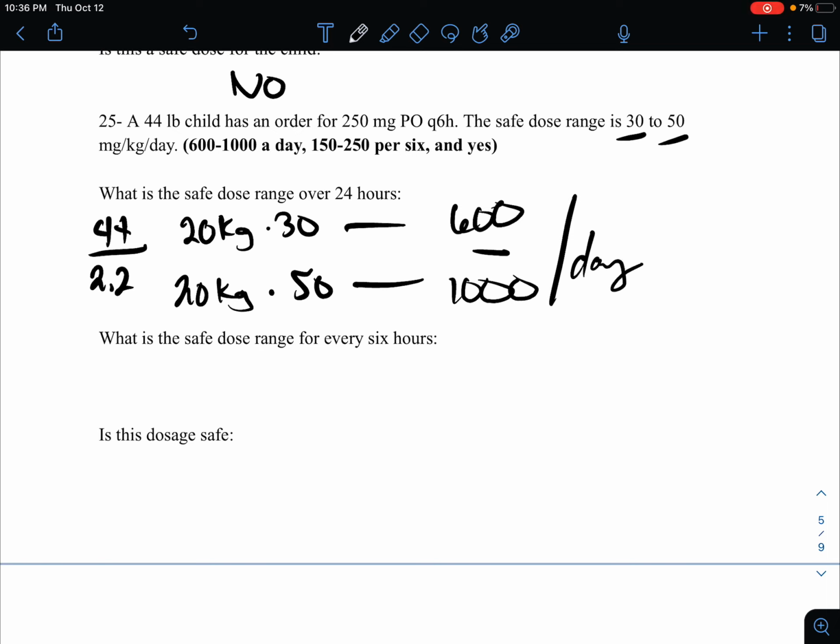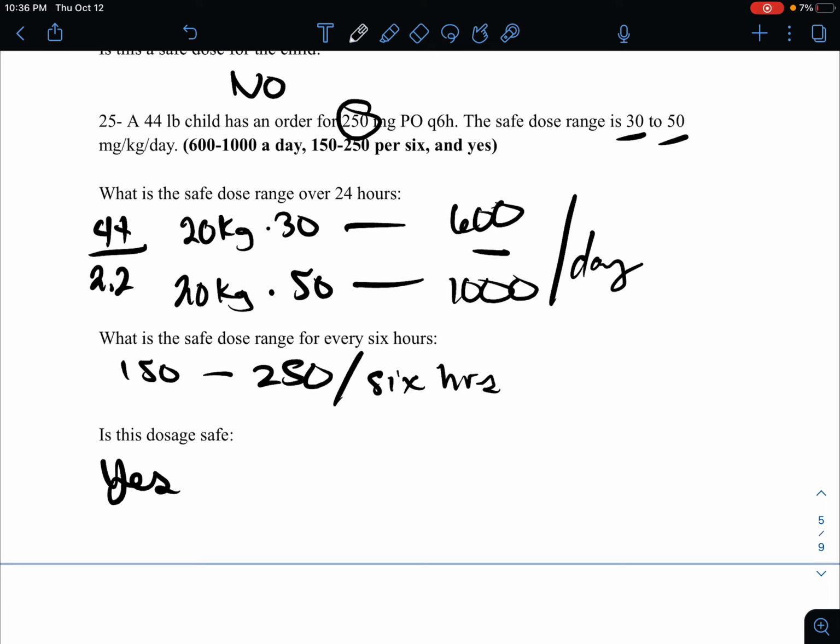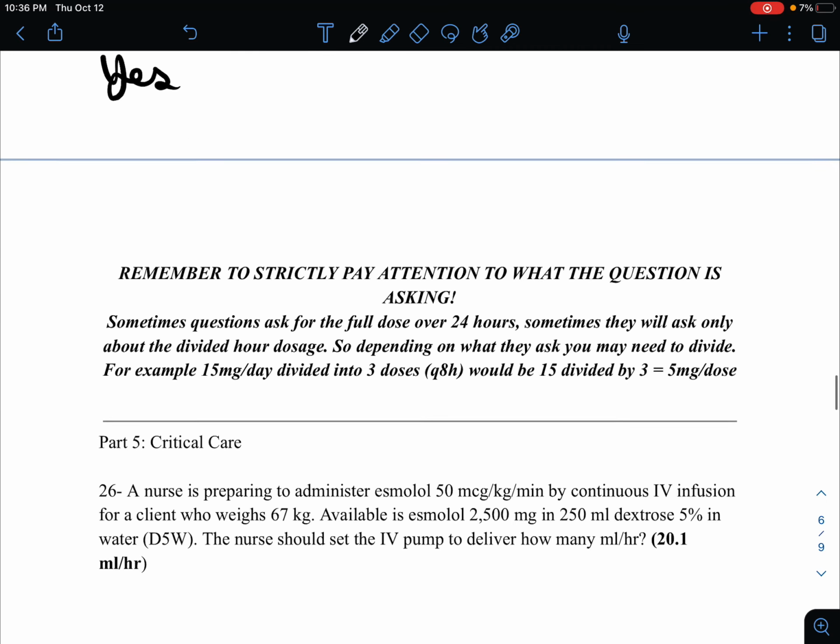What is the safe dose range for every 6 hours? So 600 divided by 4 is 150, and 1,000 divided by 4, let me make sure, is 250, right? So 150 to 250 per 6 hours. And is this dosage safe? Yes, it is. The reason it is safe is because the doctor prescribed 250 every 6 hours, and that is the maximum dose. So that is a safe dose because they can have up to 1,000.